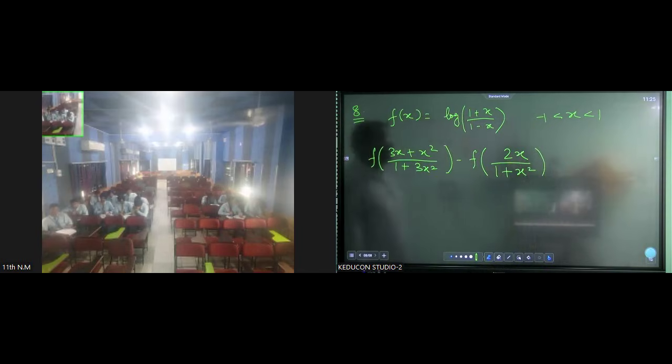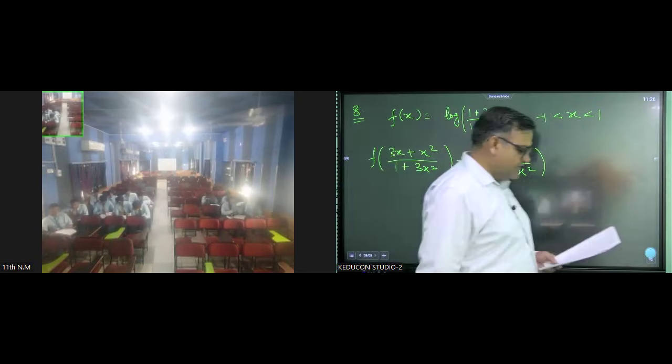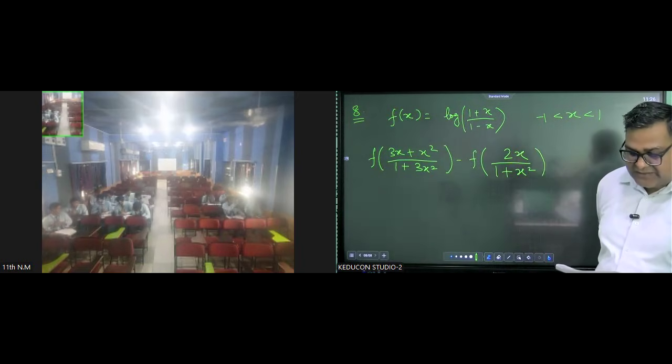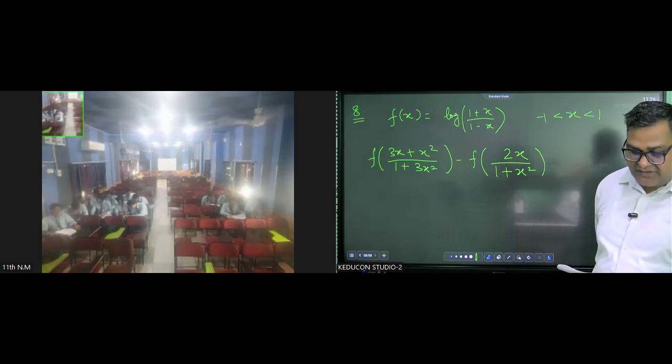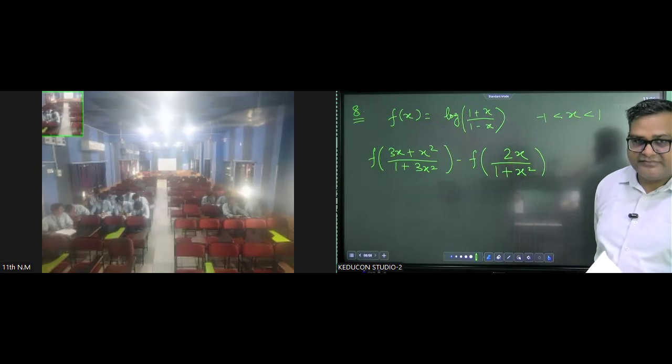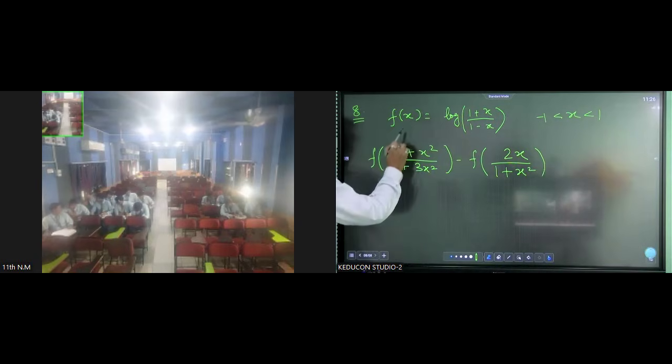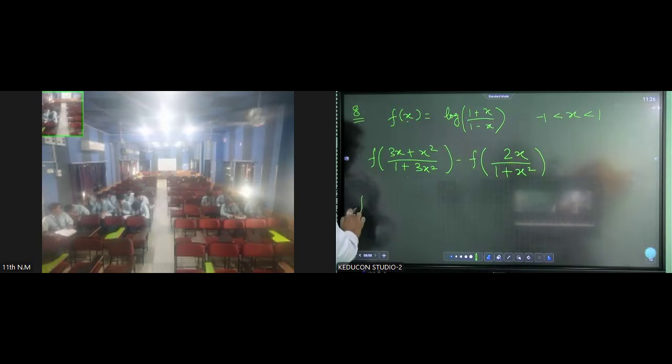Right student, fx is given. We have to find the value of f of 3x plus x square upon 1 plus 3x square, right? Minus f of 2x upon 1 plus x square. This value we have to find out. How to do this? Student, how to do this? When you have to find this term, replace in a place of x, we have to replace this term.